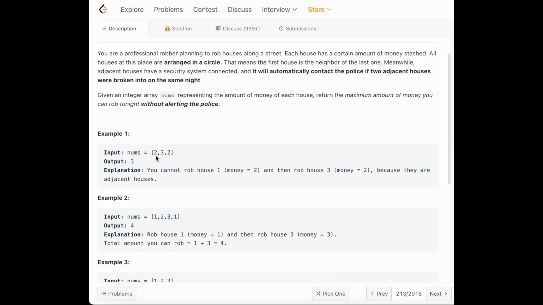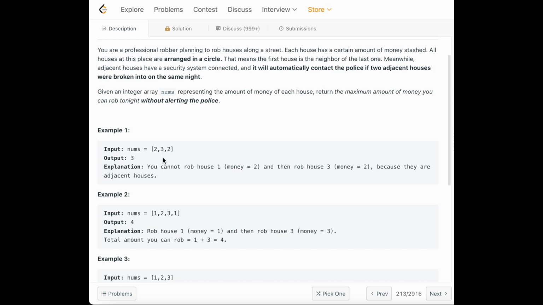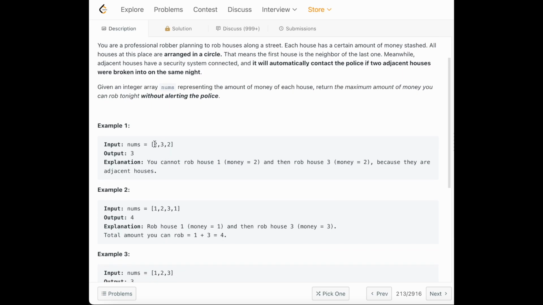The first example is 2, 3, 2. In this case, we can only rob one house out of these three houses. Because if you are robbing the first house, then you cannot rob the second house, as well as the third house, because the third house and the first house are already connected next to each other. So in this one, you have to pick the max out of these three.